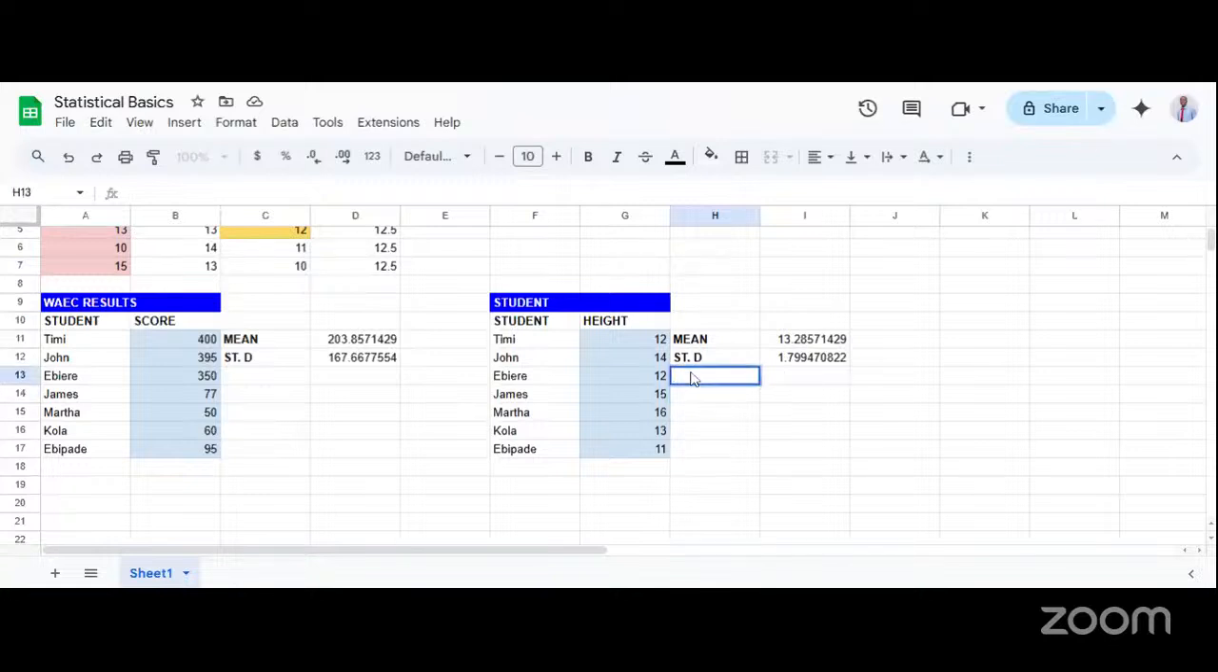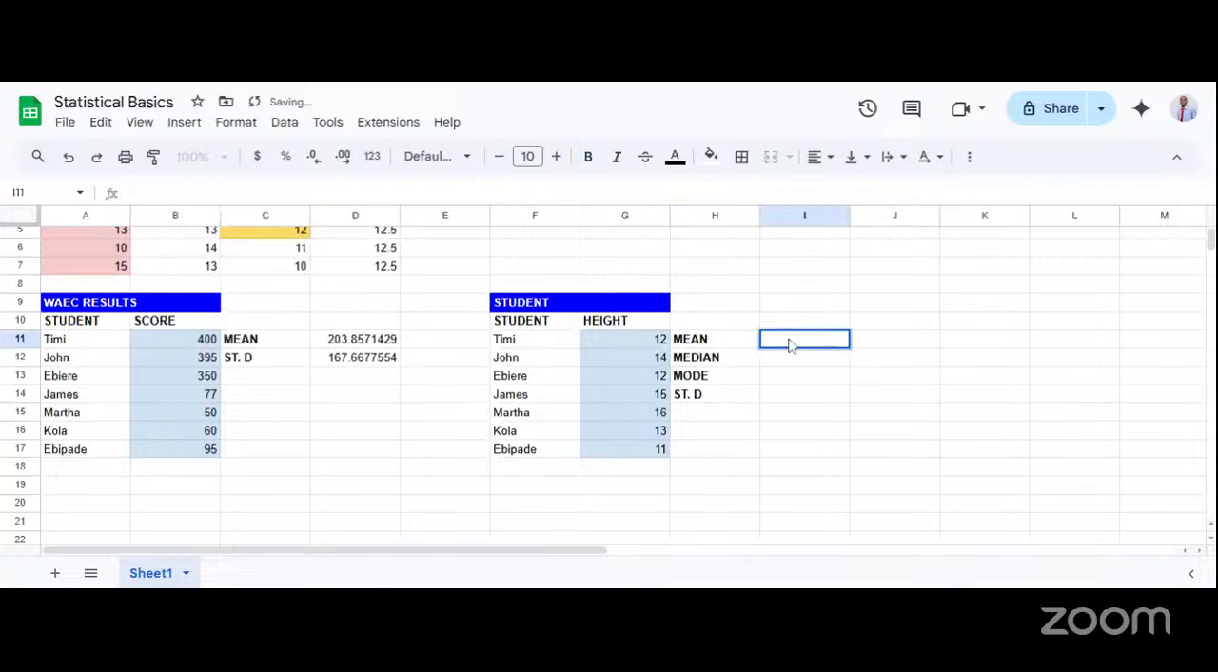For each of these formulas, each of these techniques, mean, median, mode, and standard deviation, digital spreadsheet tools like Excel and Google Sheets actually provide formulas. So you don't need to start doing calculation for all this, you have formulas to calculate them. So let me just show you the formulas.